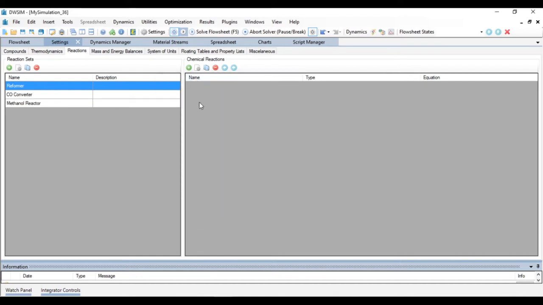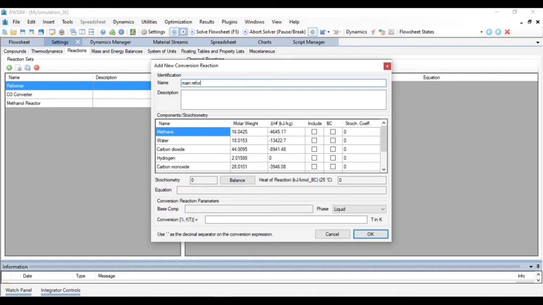Okay, click OK again, and in the chemical reactions, we will add four chemical reactions. This is conversion, so we click conversion. First is the main reformer reaction. The components included in the main reformer reaction are methane, water, carbon dioxide, hydrogen, and the base component is methane. So we have stoichiometric coefficients of negative 1 for methane, negative 2 for water, 1 for carbon dioxide, and 4 for hydrogen. Then it is balanced, and the conversion here is 90% with a phase of mixture.